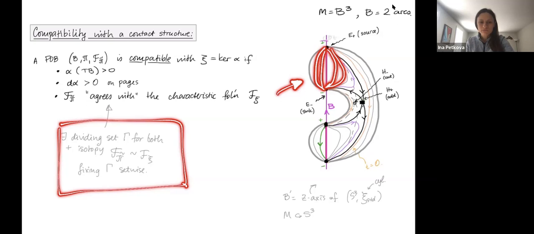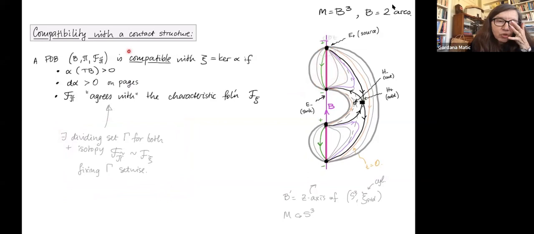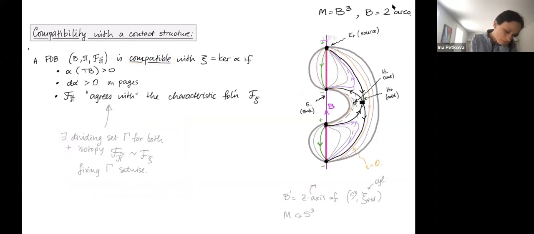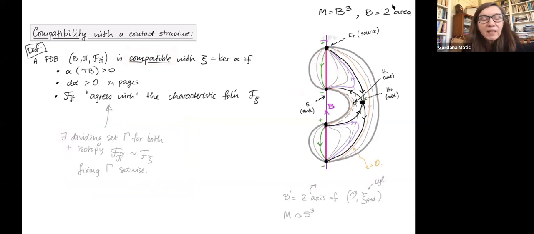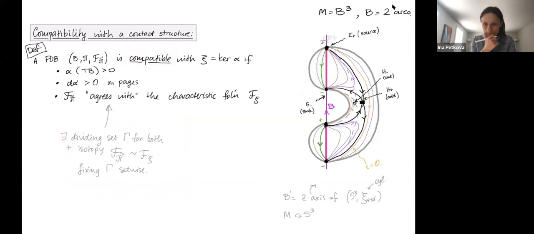I see. So you're assuming the foliation is such that the two things have a common dividing set. Yeah, that's a part of compatibility. Okay, I missed that. Great, so that's part of the definition, otherwise it's not compatible. Thanks. That was a really good, important clarification.